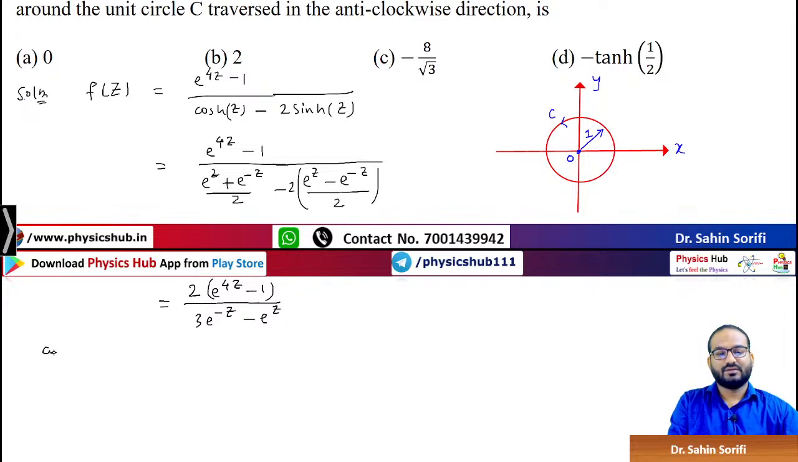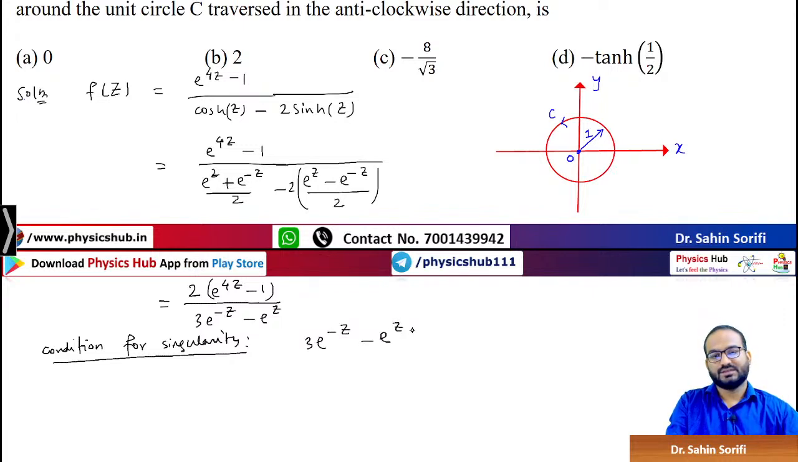So let us now apply the condition for singularity. Setting the denominator equal to 0, 3 e to the power minus z minus e to the power z is equal to 0. So this gives you e to the power z is equal to 3 e to the power minus z, so e to the power 2z equals 3.